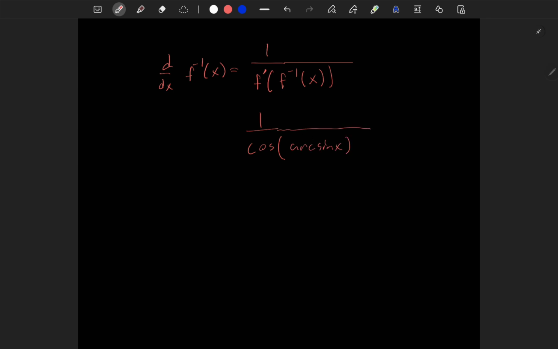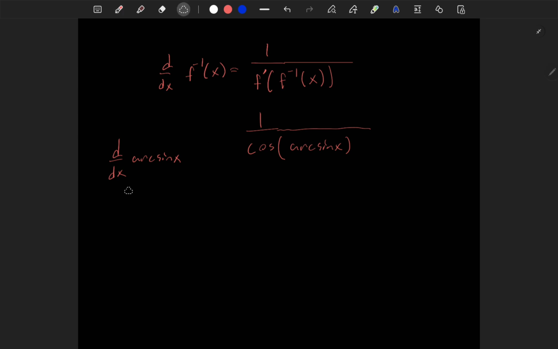You have a classic identity for the derivative of an inverse function: it equals 1 over the derivative of the function itself evaluated on the inverse function. And that ends up meaning you have things like 1 over cosine of arc sine of x, if you want to find, for example, the derivative of arc sine.